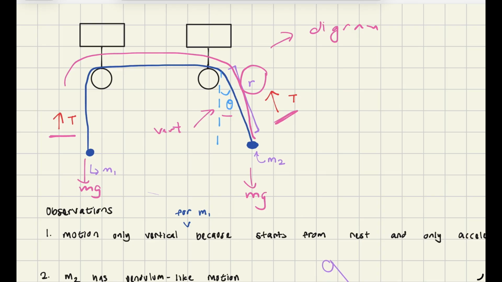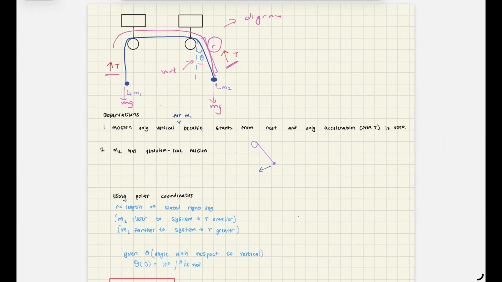Okay, so now let's observe some properties of this. So for the mass 1, the two forces we have are the tension force up and mass one's own weight force. And we can see both of these are in the vertical direction. So we know that because it also starts from rest, this mass 1 will only move in the vertical direction. However, for mass 2, we can't say that because the tension is slanted, so not vertical. And of course, we have the vertical downward gravity.